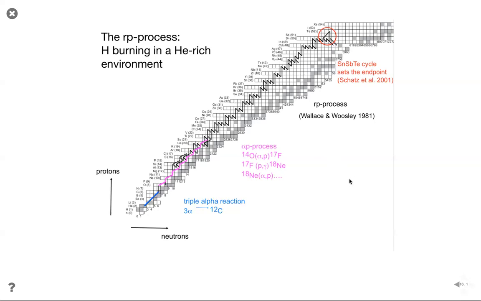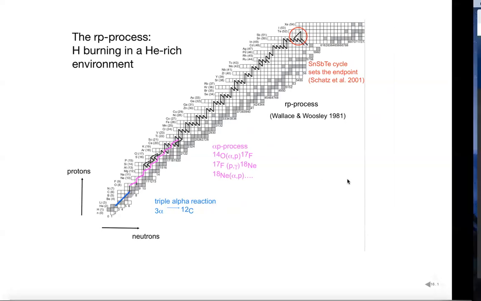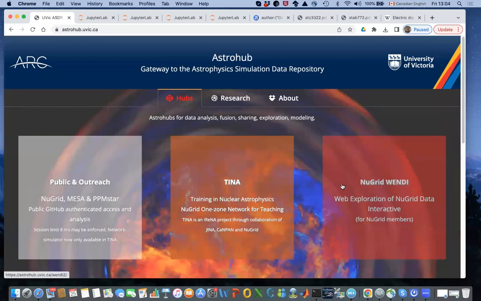What about the X-ray burst nucleosynthesis? Now let's go to the computational tools that allow you to do the modeling of X-ray bursts and the accompanying nucleosynthesis. So now let me remind you again that there are three AstroHub gateways here that you can potentially use. Any of the CaNPAN students can use TINA and public outreach. And if you are also a NuGrid member, you can also use NuGrid Wendy, right?